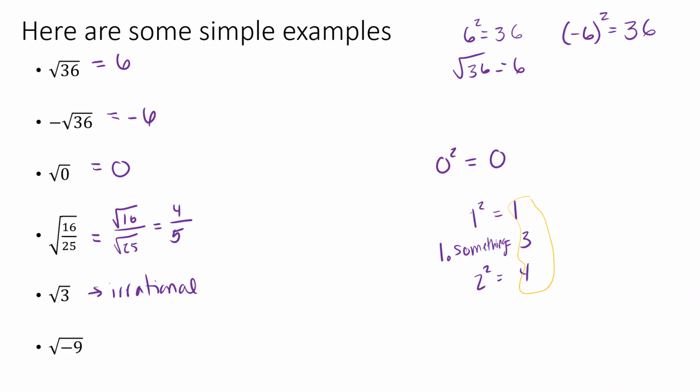And so the square root of 3 is irrational. In fact, most of your square roots are going to be irrational. The only ones that will be rational are the perfect squares. Those are the only ones that come out nice.